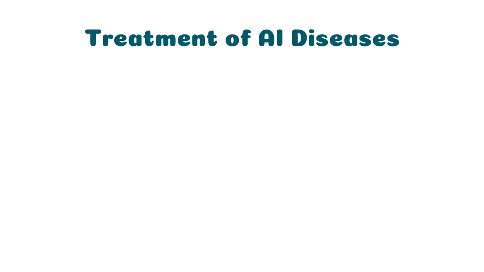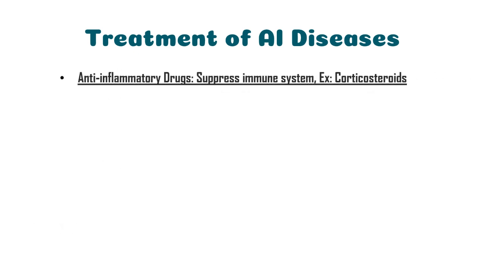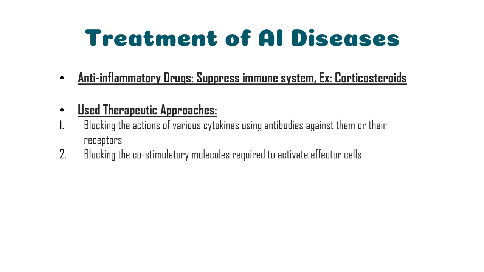These autoimmune diseases are treated in different ways. First of all, in an autoimmune disease there will be inflammation. To suppress this inflammation, we give anti-inflammatory drugs, for example corticosteroids. We also have some therapeutic approaches that are used: we use antibodies to block the action of cytokines or the receptors of cytokines, because cytokines enhance inflammation. So we block the action of these cytokines.